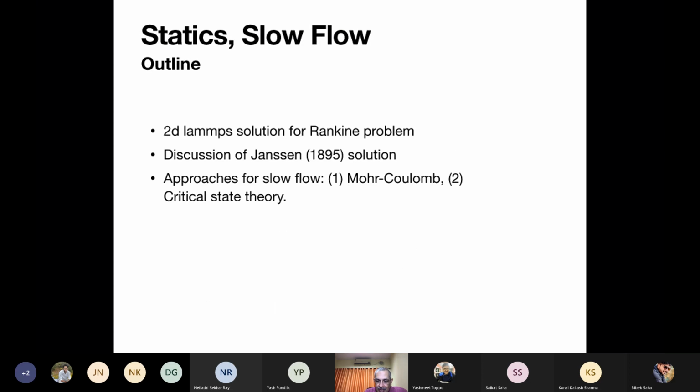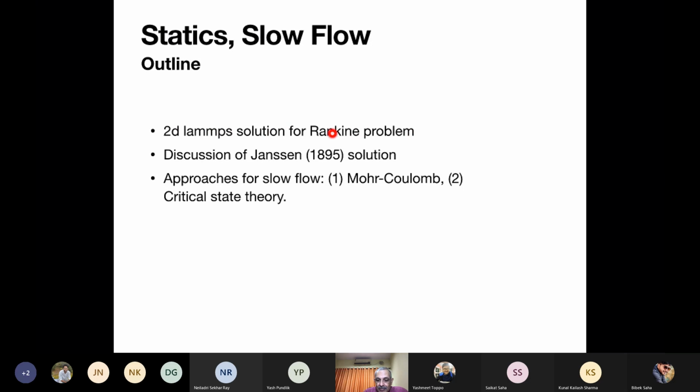That was done in 1895 by Janssen, so I'll show you what that solution is. And then we'll discuss a little bit about how, instead of statics, if we want to do slow flow, what are the possibilities? Okay, so let me show you this.